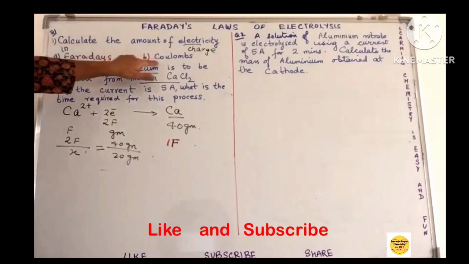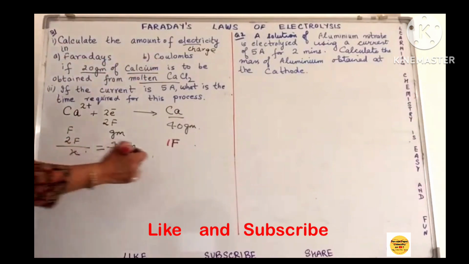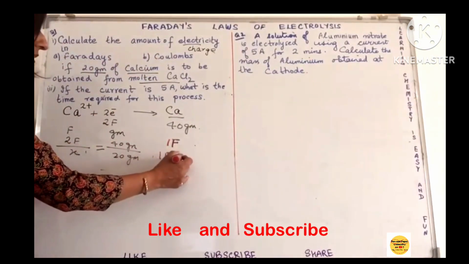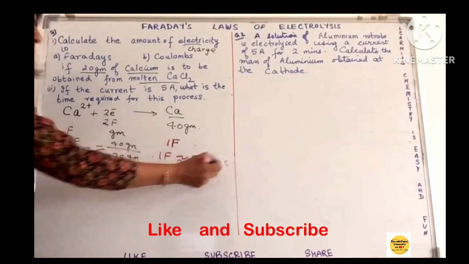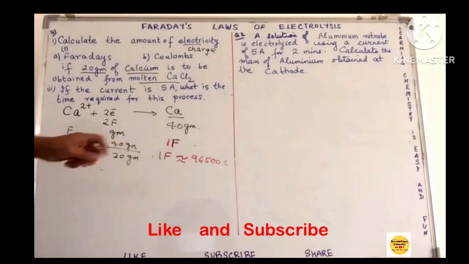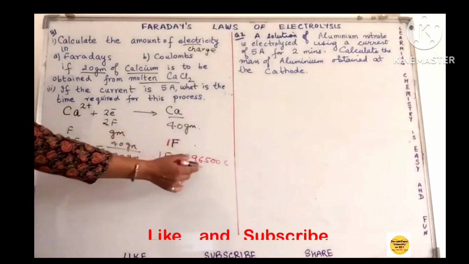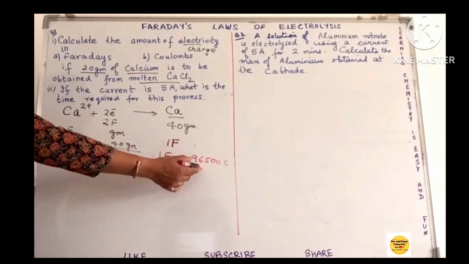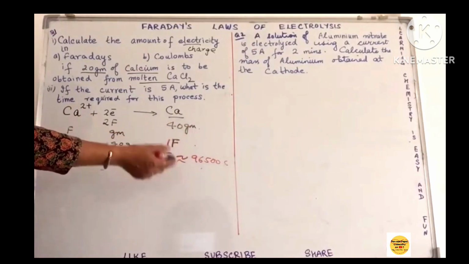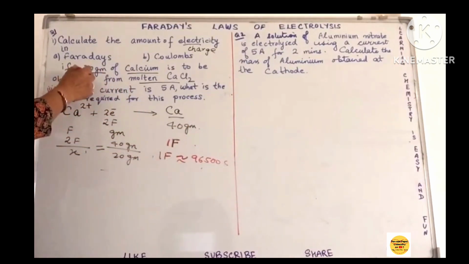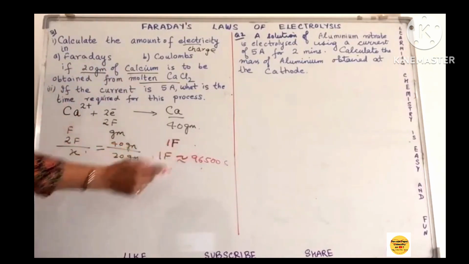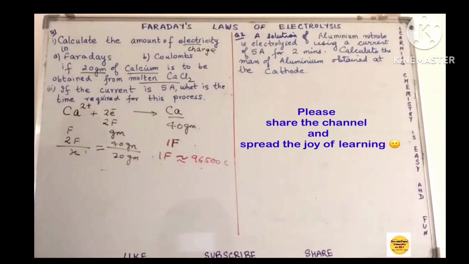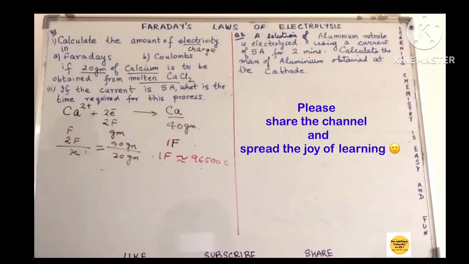How do you calculate coulombs from here? We know that 1 Faraday is equivalent to 96500 coulombs. That's what we have derived earlier in the video. So simply 1 Faraday is 96500 coulombs. We don't have to do any calculations. In order to obtain 20 grams of calcium, we need 1 Faraday of charge, which is equivalent to 96500 coulombs. That's the Faraday constant.